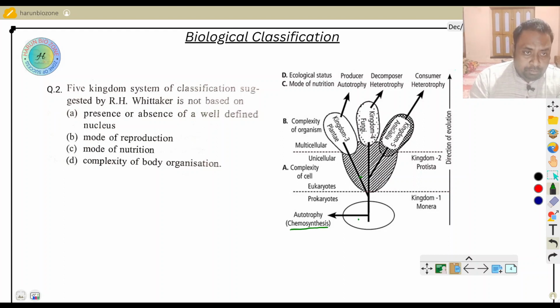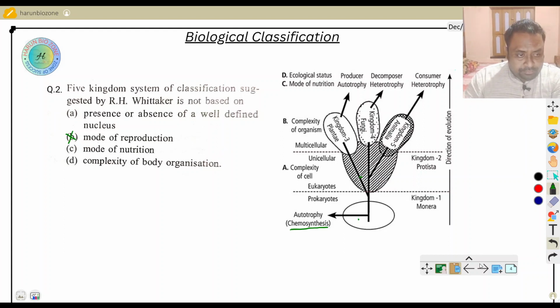Then consumers, heterotrophs, are Kingdom Animalia. They do not produce their own food, they take or collect food from autotrophs. Okay, ecological status: Plantae are producers, Kingdom Fungi are decomposers, and consumer is the Animalia. So here the right and wrong answer is this one. Mode of nutrition is not the condition of R.H. Whittaker classification.